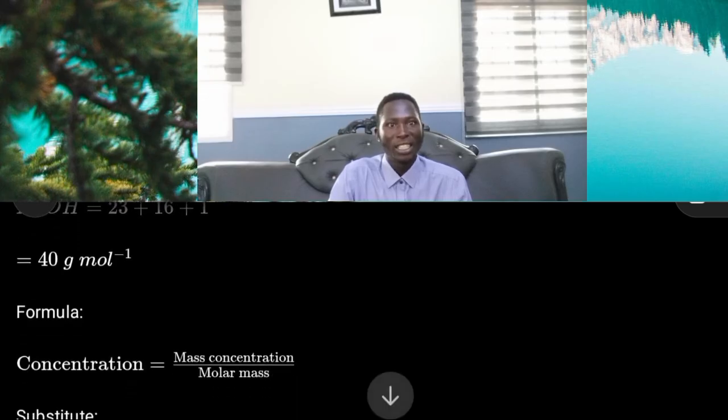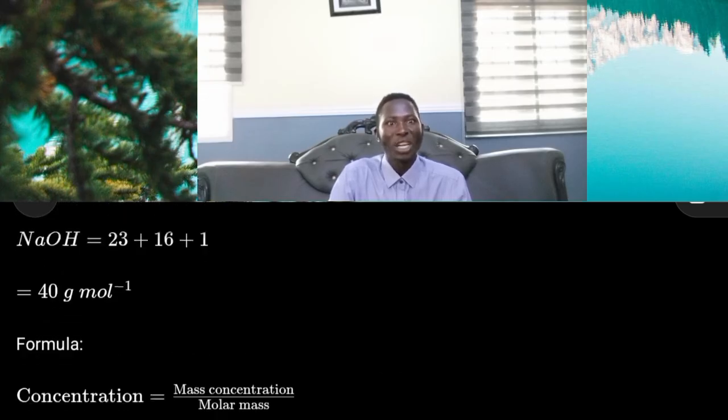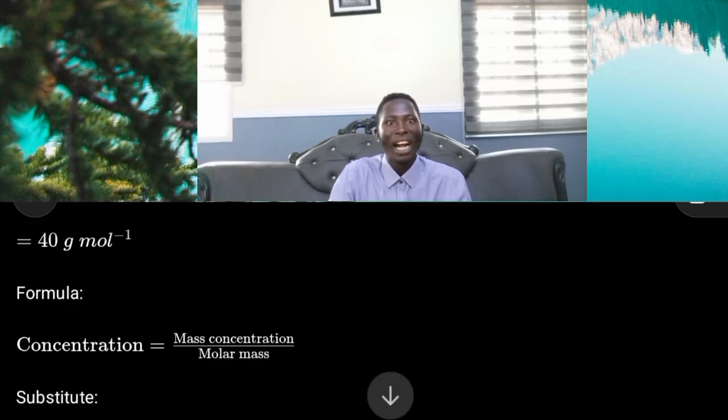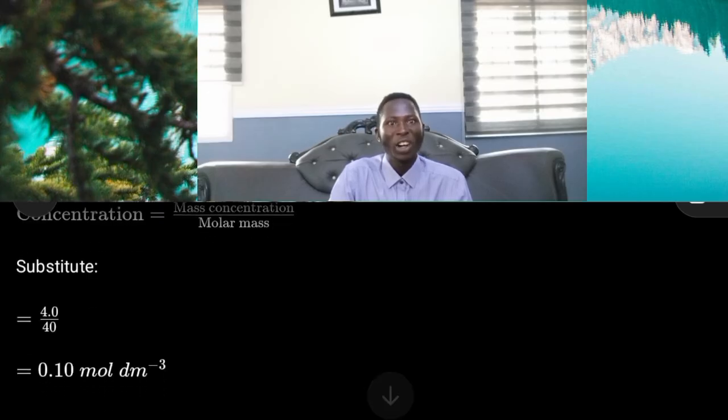So the formula you have to use in calculating the concentration of sodium hydroxide in mole per dm³ is concentration equals mass concentration over molar mass. So when you substitute, you now have 4.0 divided by 40. What you have as your answer for the concentration of sodium hydroxide in mole per dm³ is 0.10 mole per dm³.